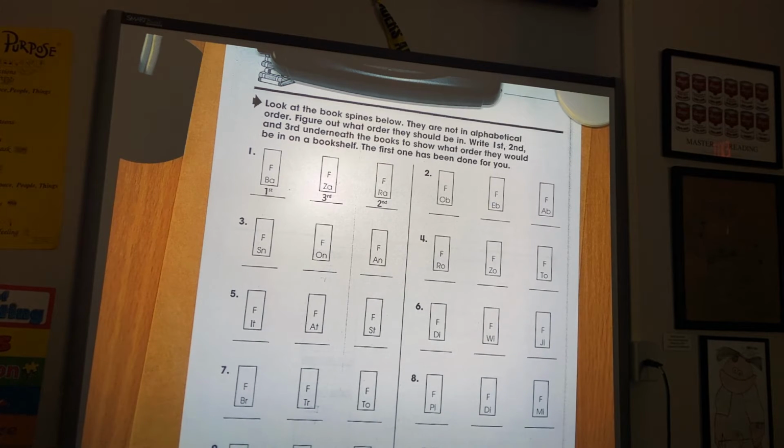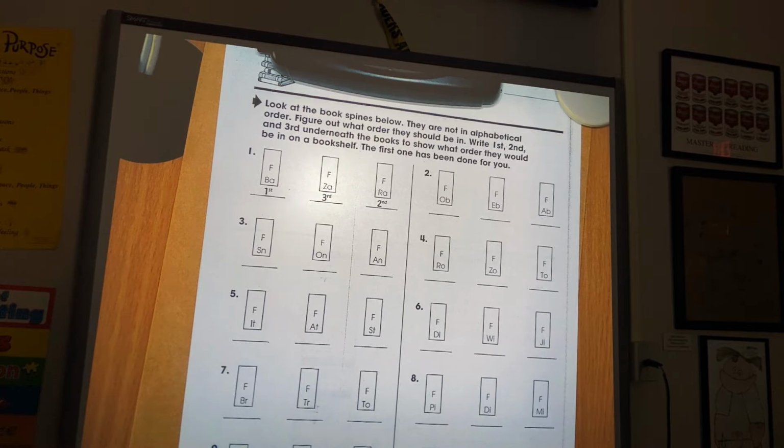So you see the first one has FBA for fiction, FZA for fiction, and FRA for fiction. So obviously, if you were the librarian, you would know right away that these books are not in alphabetical order. They would be so messed up on the shelves if they looked like this. The first one is right, BA. Of course, B is at the very beginning of the alphabet, so that would be first. RA would be second, and then that would be followed by ZA, which would be third. So that is how our shelf would look in the library.